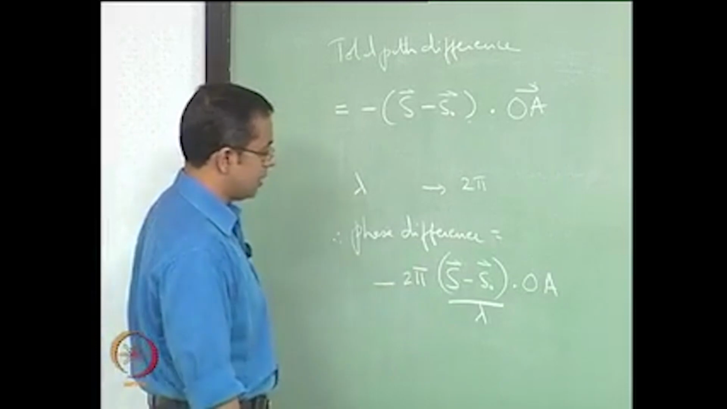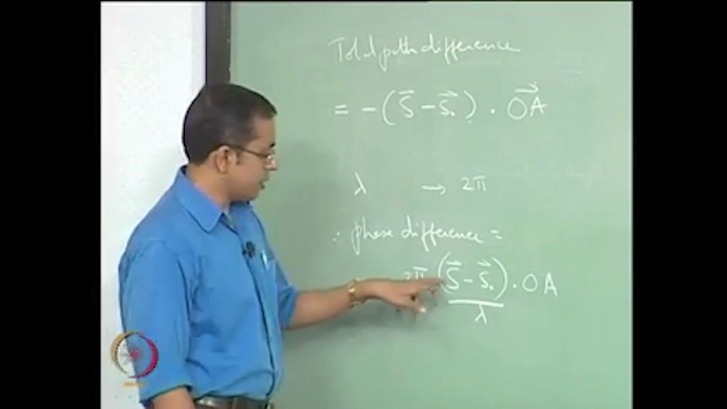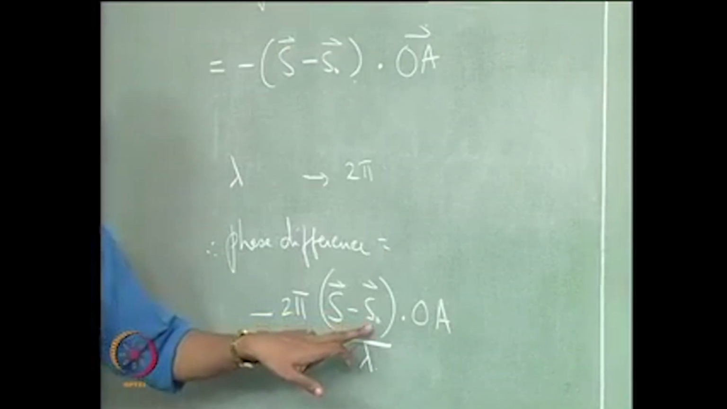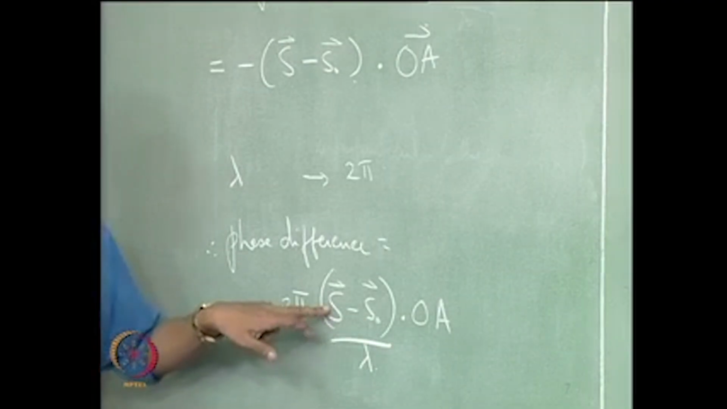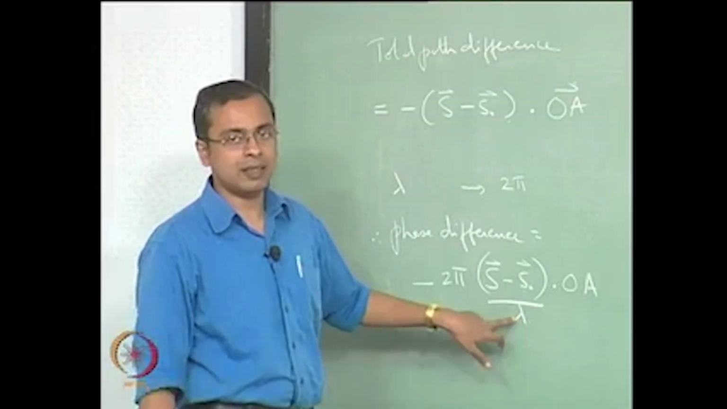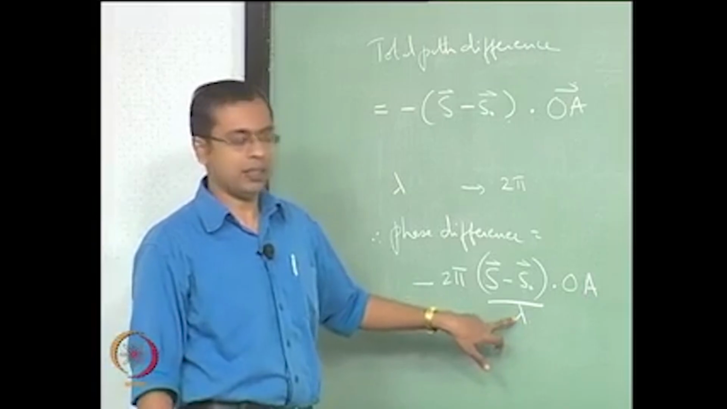So that is the phase difference. Now we already see this is a unit vector in the direction of the incident wave, I am sorry, this is a unit vector in the direction of the diffracted wave, and they are both divided by lambda. So we already have the 1 by lambda, 1 by length quantity, beginning to appear here, right.